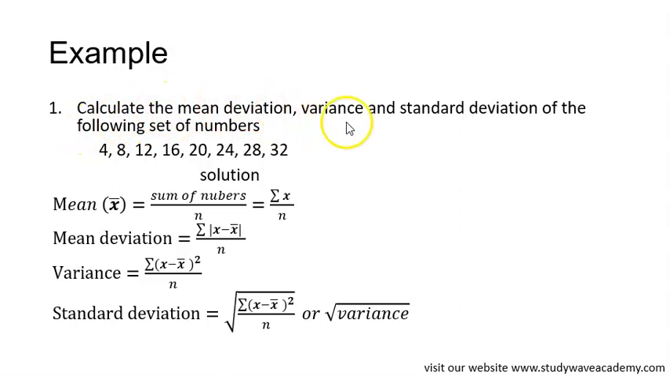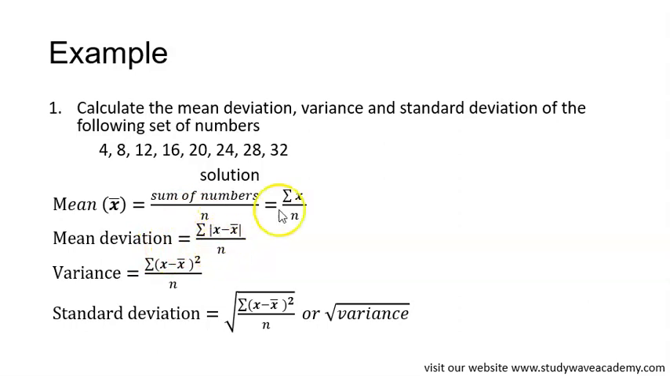Calculate the mean deviation, variance, and standard deviation of the following set of numbers: 4, 8, 12, 16, 20, 24, 28, and 32. Now this is a data set. We are to calculate the mean deviation, variance, and standard deviation. So we're going to be using our formulas to calculate this, starting with the mean deviation. The formula for the mean deviation is the sum of |x minus x bar| over n, right?